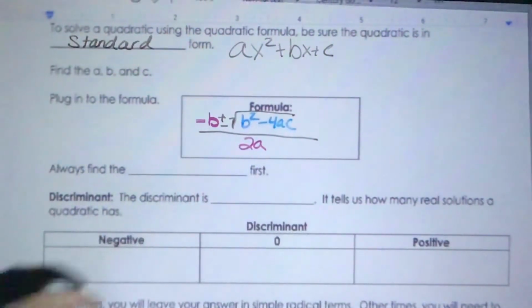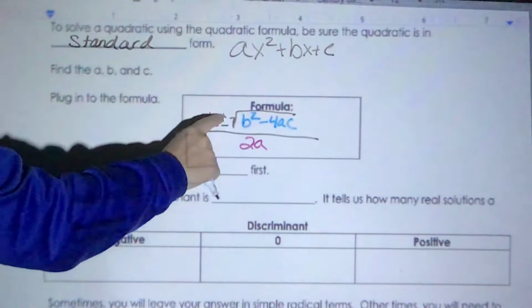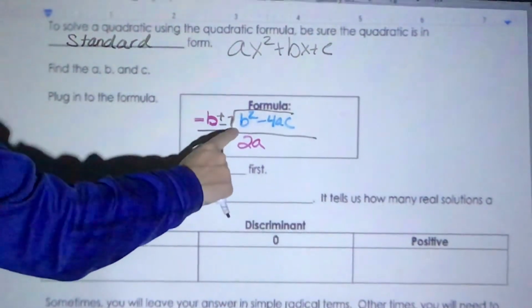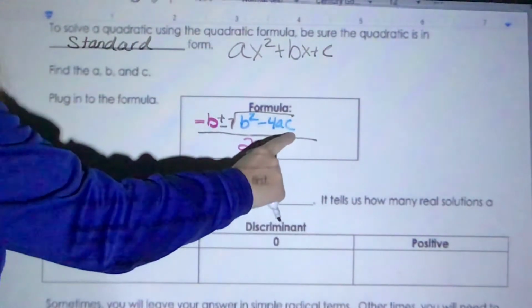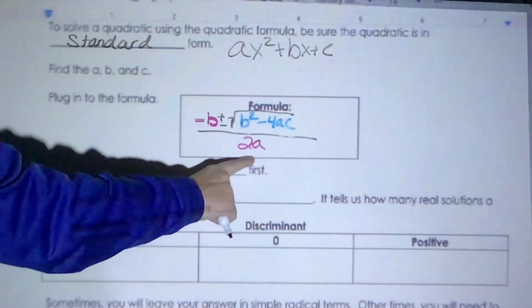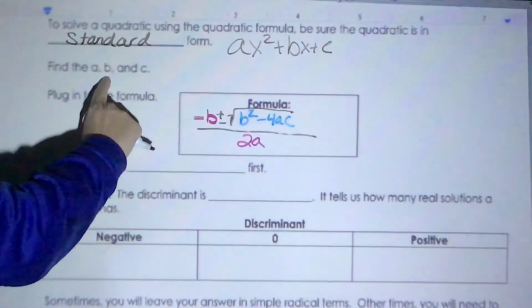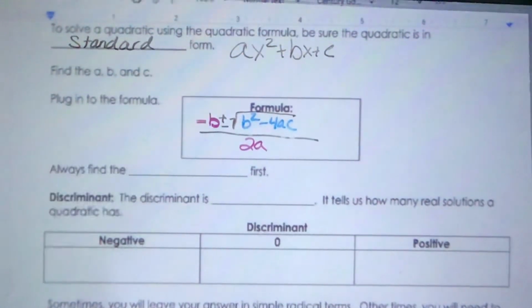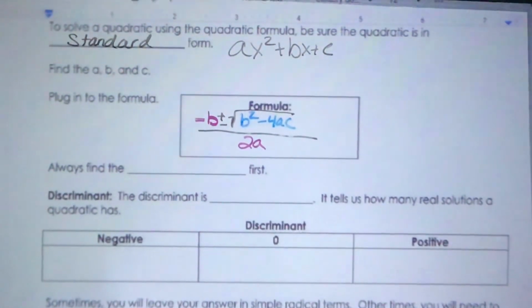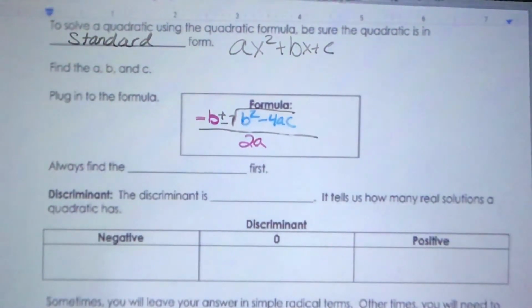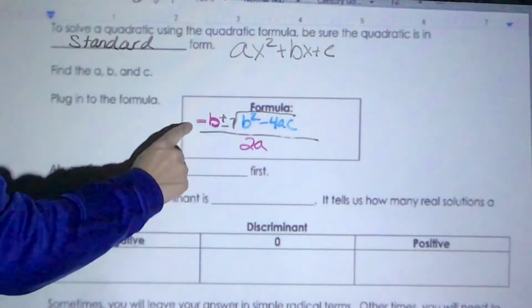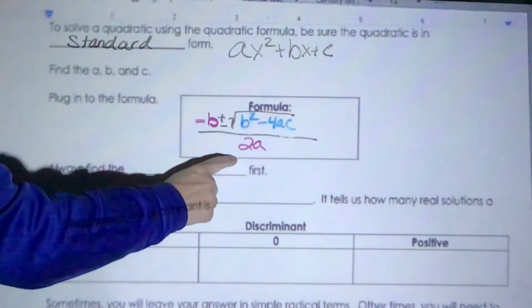Alright, so the quadratic formula is negative b plus or minus the square root of b squared minus 4 times a times c, all over 2a. You use the a, the b, and the c from your standard form quadratic. I color-coded it, so hopefully you will recognize that part of this you should have already had memorized, which is our axis of symmetry, which is negative b over 2a.